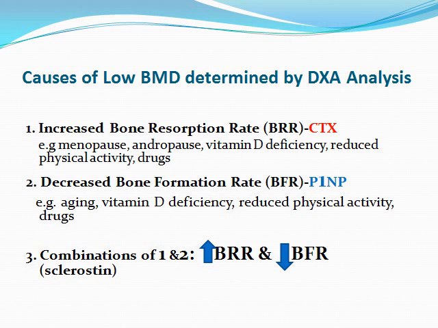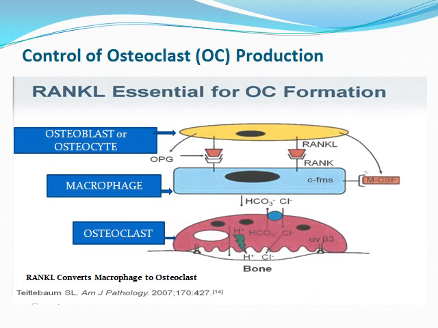Now, what are the causes of low bone mineral density? Again, when we refer to bone mineral density, we're talking about the DXA analysis. The major causes, in a general sense, are either increased bone resorption or decreased bone formation, or a combination of increased bone resorption and decreased bone formation.